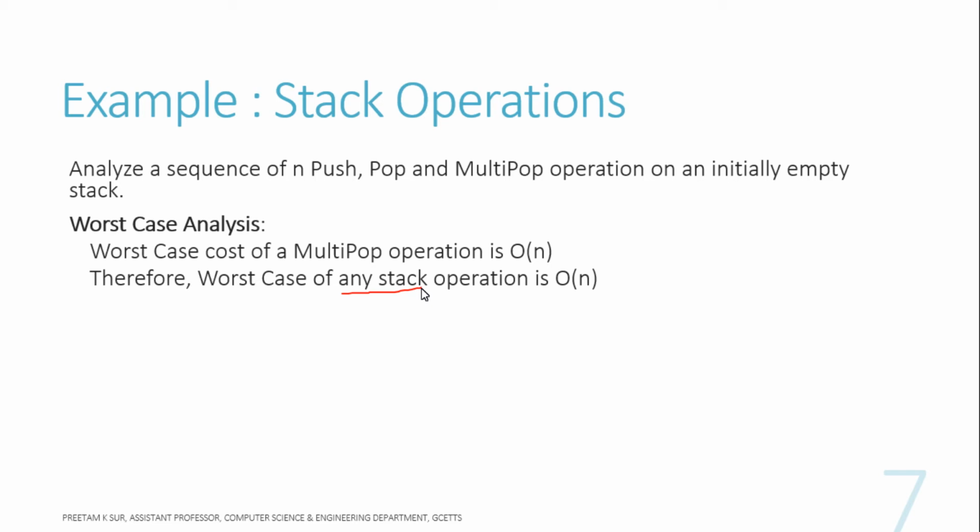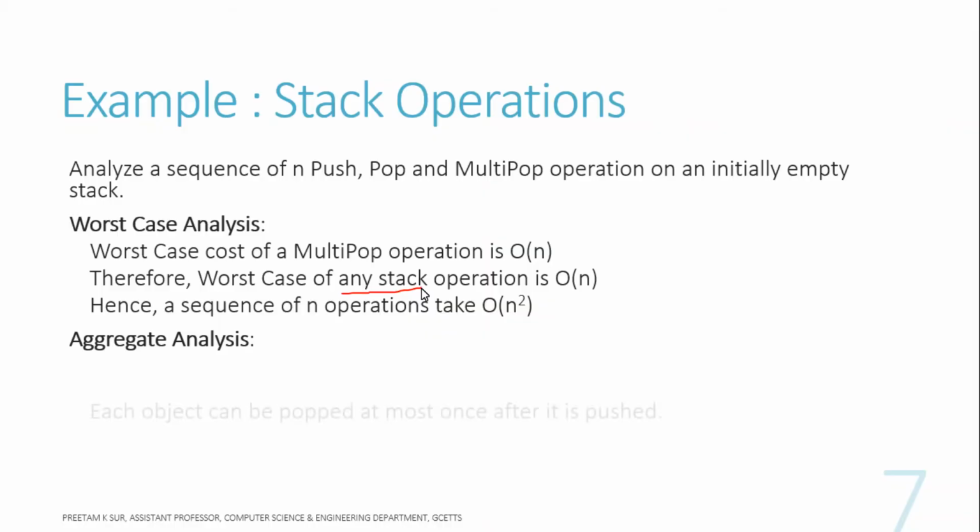So in worst case analysis, we will say that since the worst case of any stack operation is order of n, and we have a sequence of n operations, in total it will take n times order of n, that is order of n square time. So a sequence of n operations is going to take order of n square time. Now let us look at how we do the aggregate analysis.